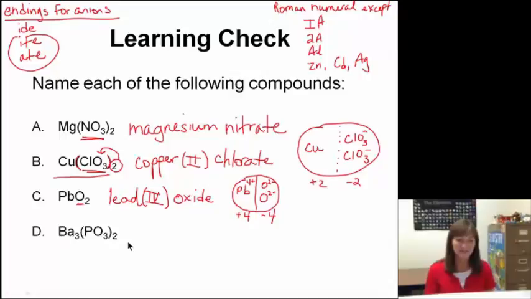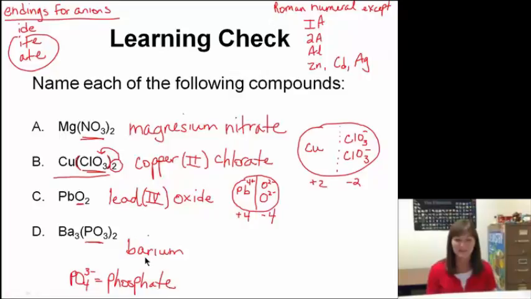Okay, the last one, Ba stands for barium. Barium is in the 2A family, so I do not need parentheses or Roman numerals. Move on to the second part. This is a polyatomic ion. So I look at my polyatomic sheet to see what it's named. Well, it doesn't have PO3 on there. It does have PO4, however, and your information sheet tells you that PO4 is called phosphate.